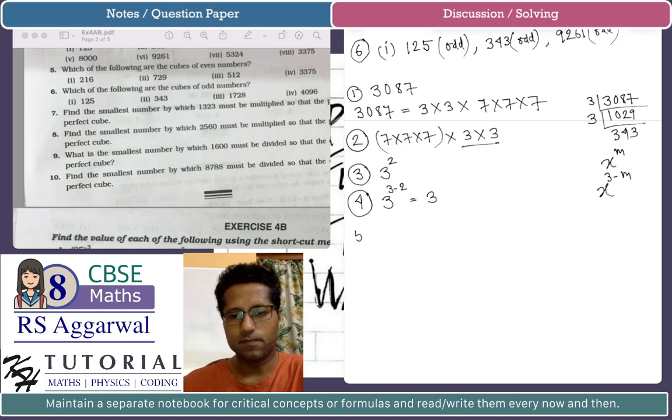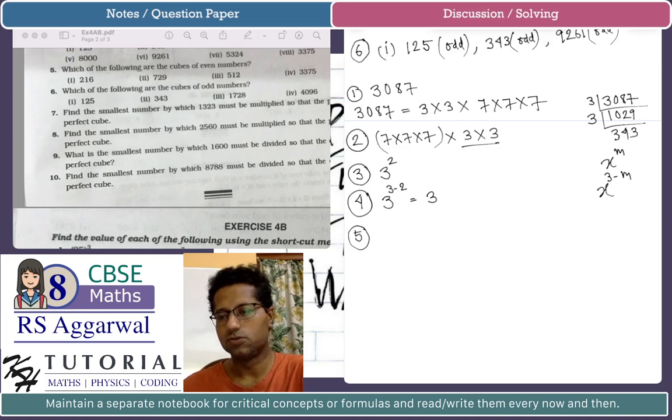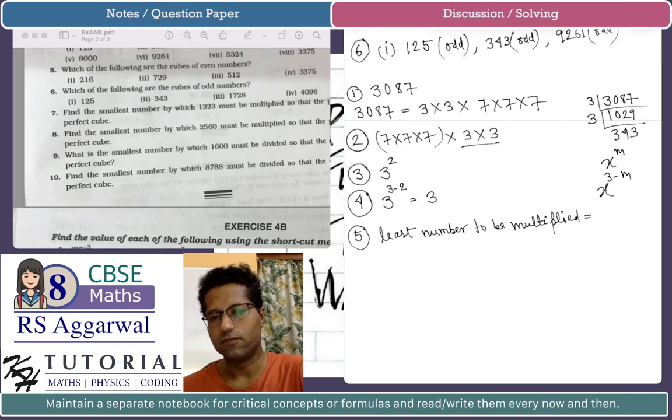So the final step 5 was: the least number that needs to be multiplied with the given number is the product of all the x to the power 3 minus m that has been identified in step 4. So definitely the number required to be multiplied in this problem will be equal to, since in step 4 we have only one such x to the power 3 minus m, which in this problem is 3, the least number to be multiplied is 3.